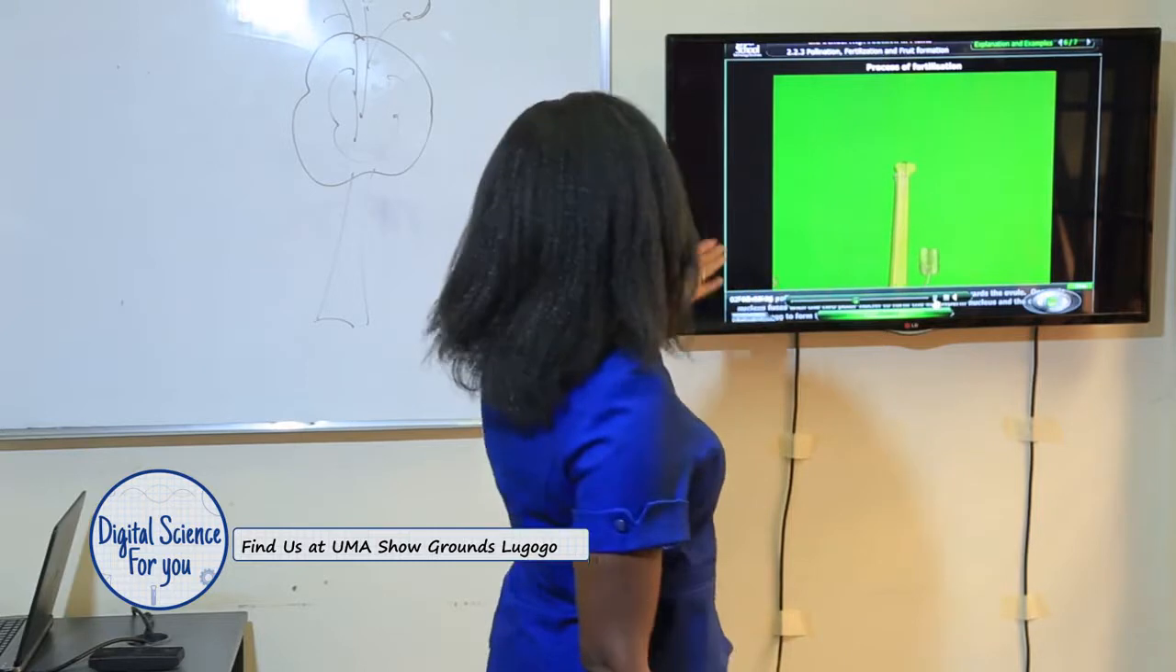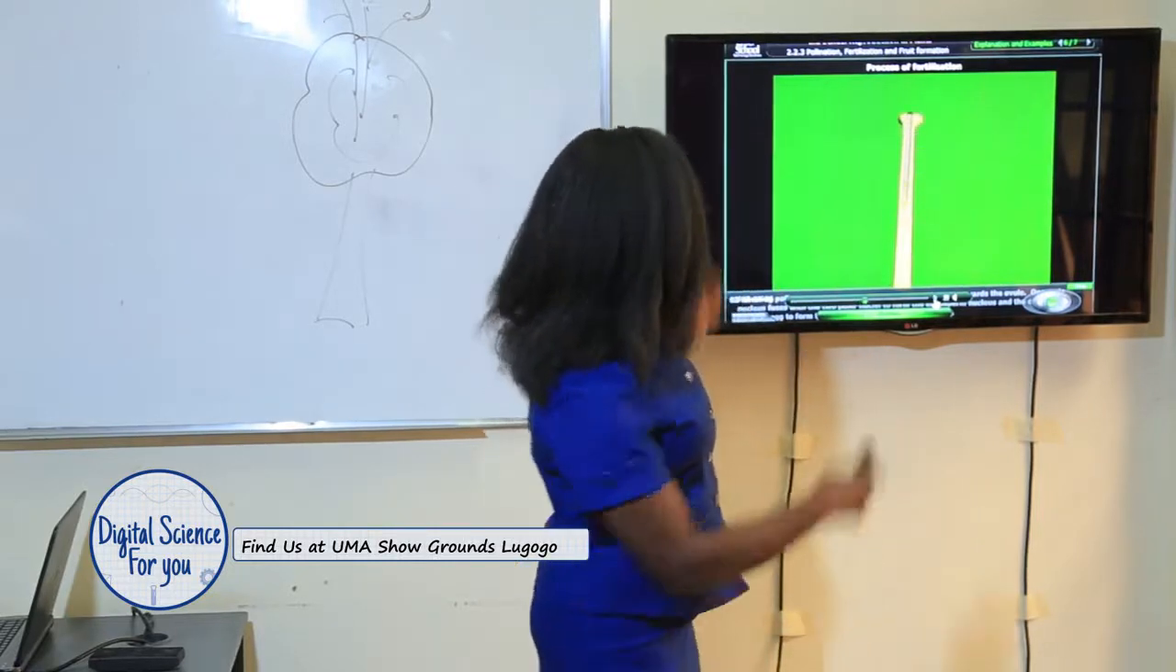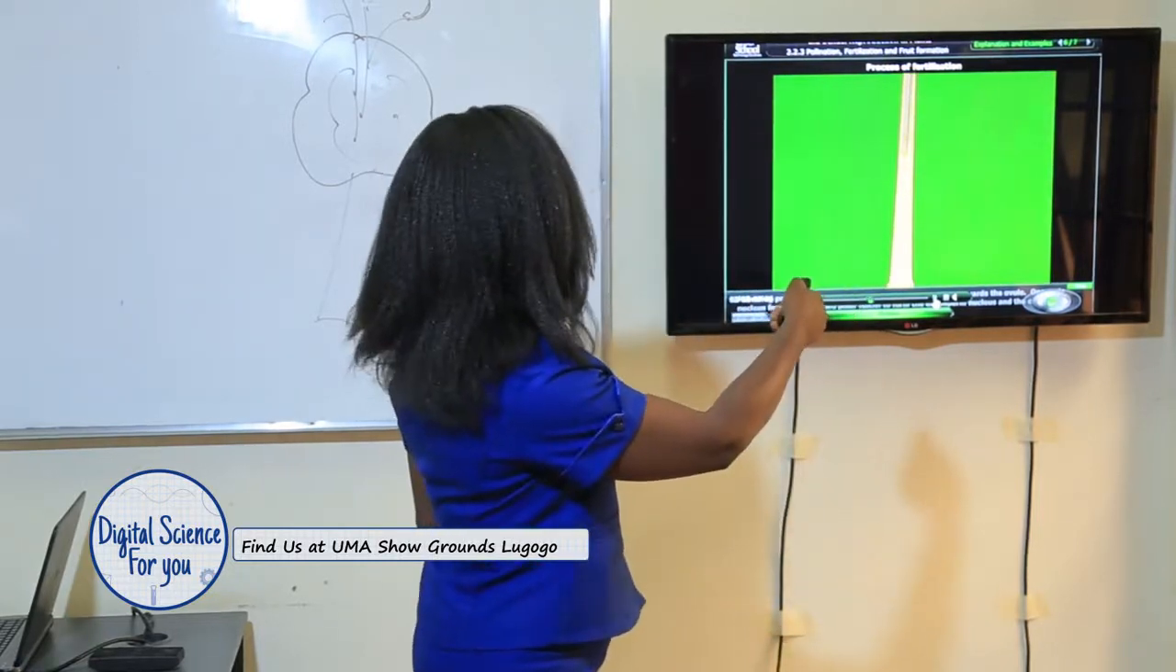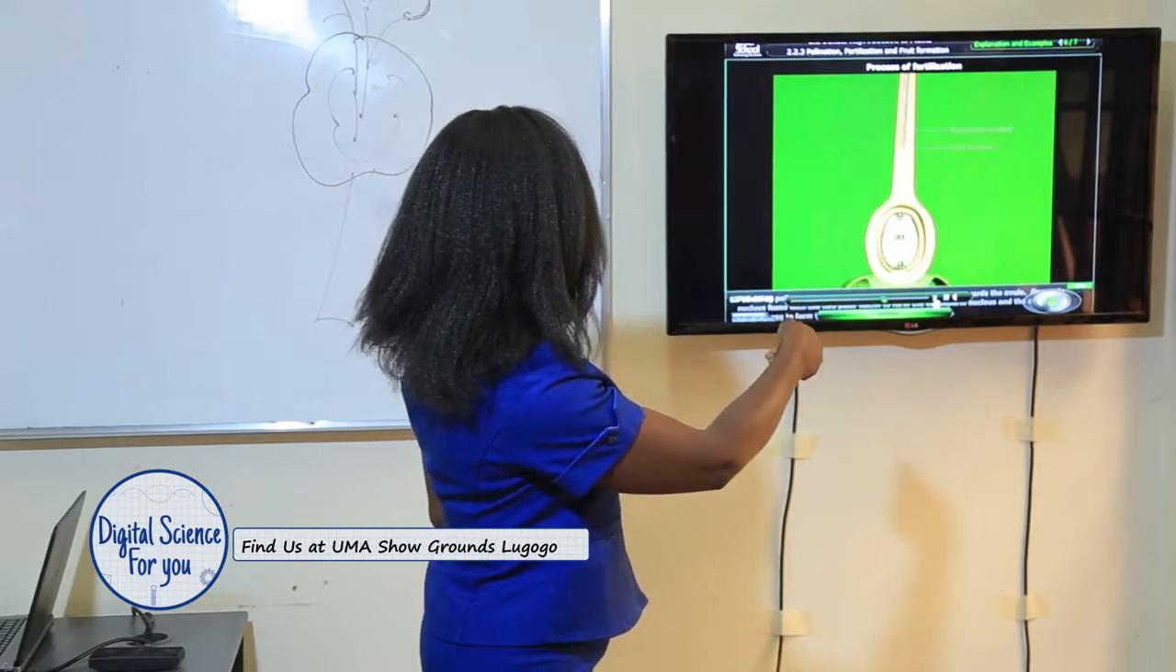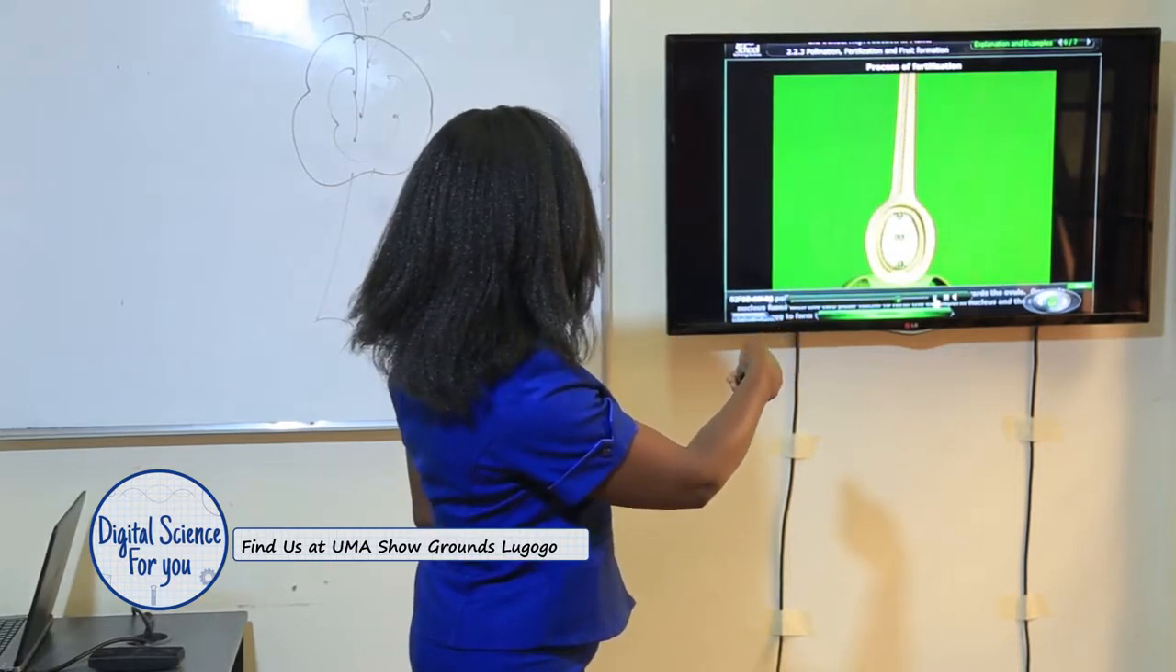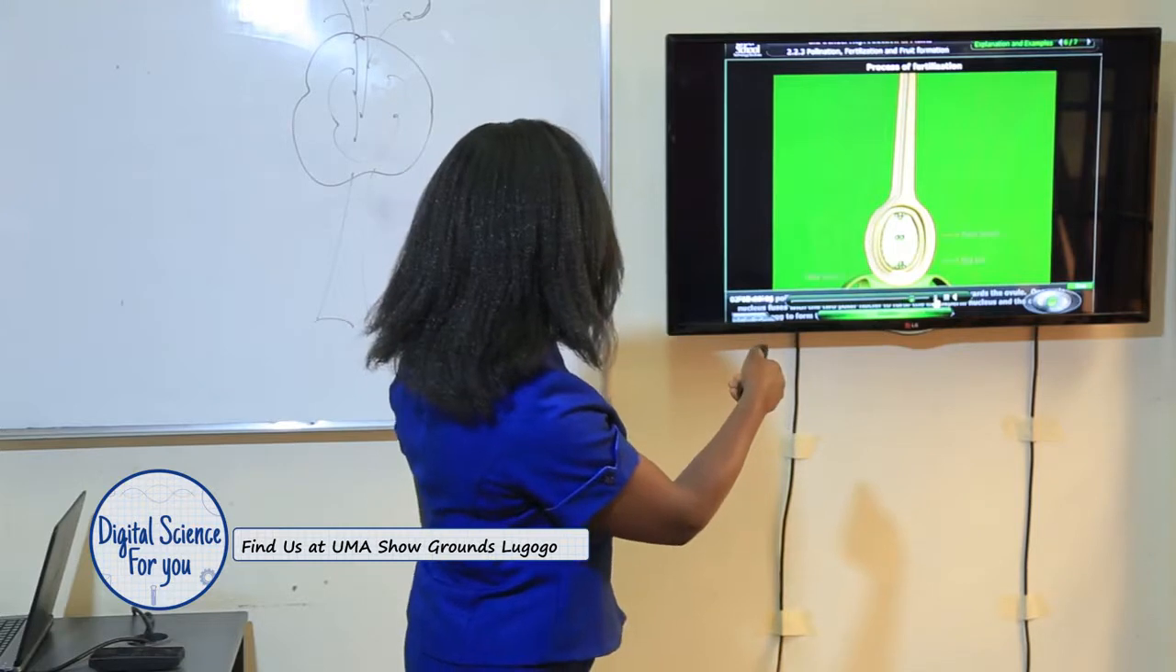Back to our topic, following pollination. The pollen grain germinates by developing a tube downwards to the ovary of the flower. And this can properly be illustrated again using digital science. You can see that pollen tube developing down the style to the ovary. We pause there.